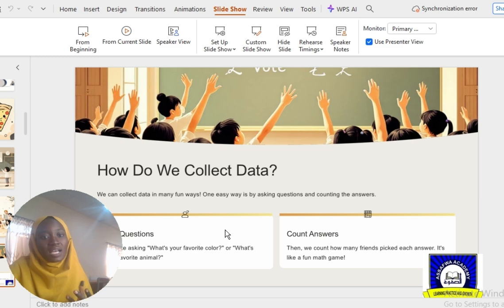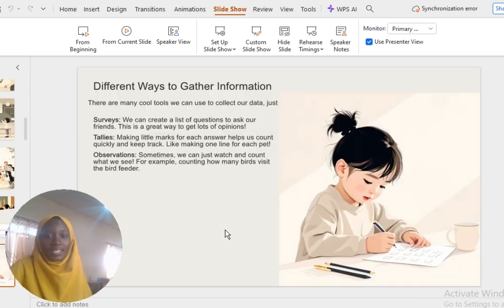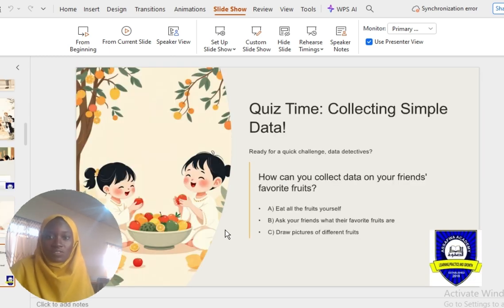You can be asked questions like, what is your favorite color? What is your favorite animal? Your favorite food, and so on. Next, you count answers by asking your friends, your family, and playing a fun game. It's nice. And we gather information. There are so many ways of gathering information.